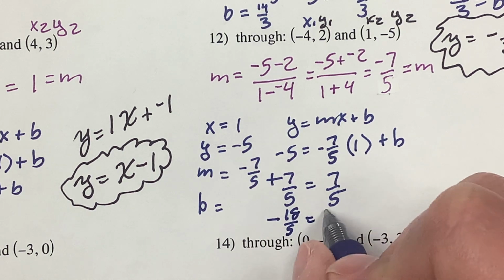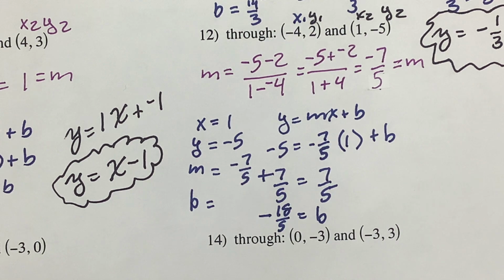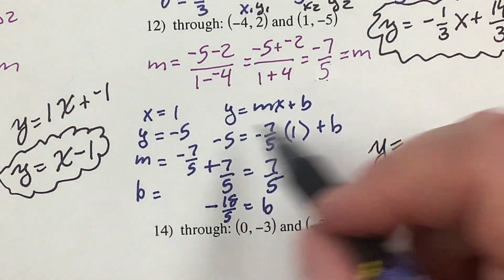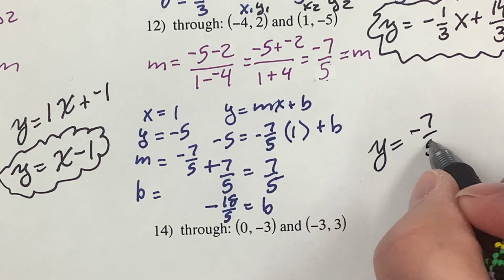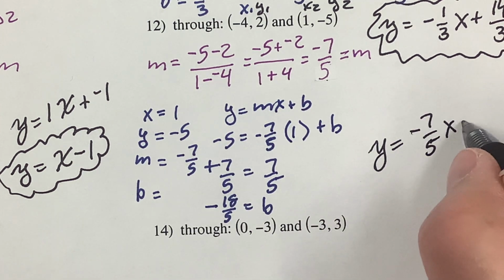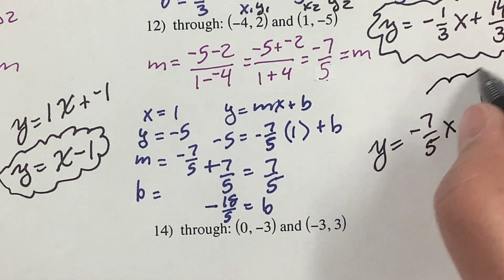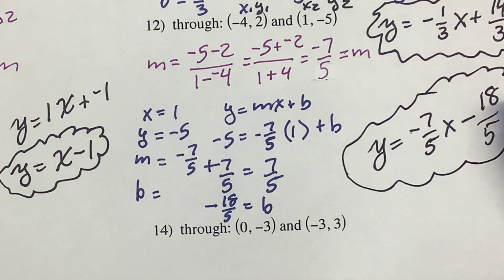Yeah, I did that in my head. That is definitely calculator math. Y equals m, -7/5, x minus 18 over 5. Wow, that is ugly. I don't like that at all.